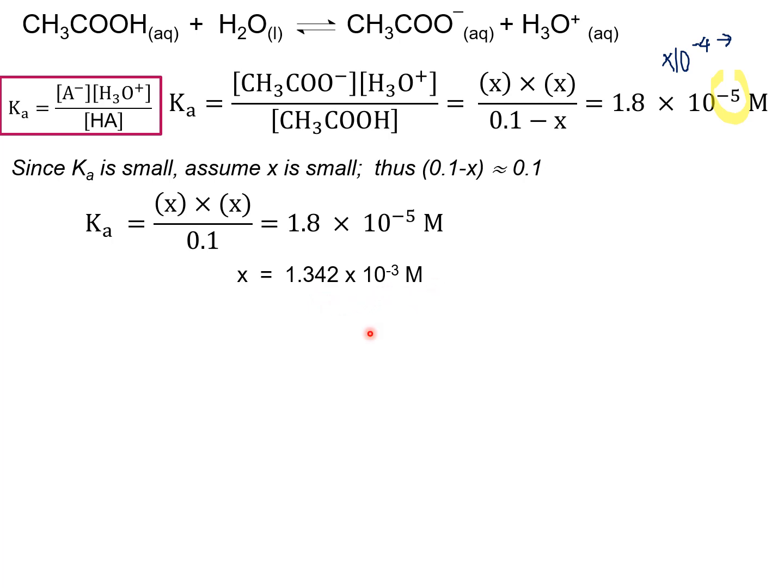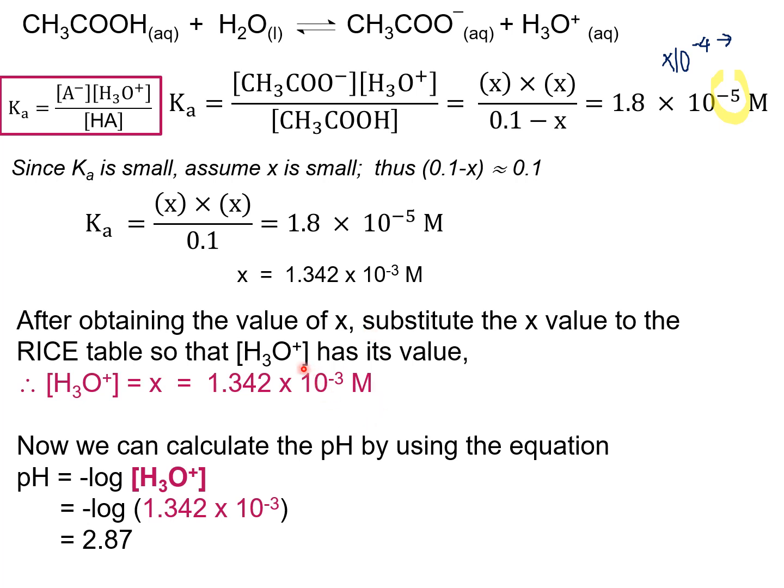Okay, tapi tak berakhir kat situ. So after you dah dapat the value of X, you substitute the value of X dekat the rise table so that you dapat value for the concentration of H3O+. Okay. So kat sini kita tahulah since X is equal to 1.342 times 10 to the power of negative 3 molar, kita tahu at equilibrium concentration of H3O+ adalah X. Therefore, ni you kena tunjuk lah ni. Therefore, concentration of H3O+ is equals to X, which is equals to 1.342 times 10 to the power of negative 3 molar. Dah boleh calculate pH ke belum?